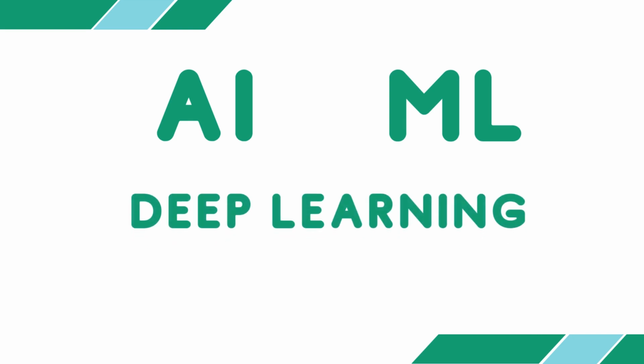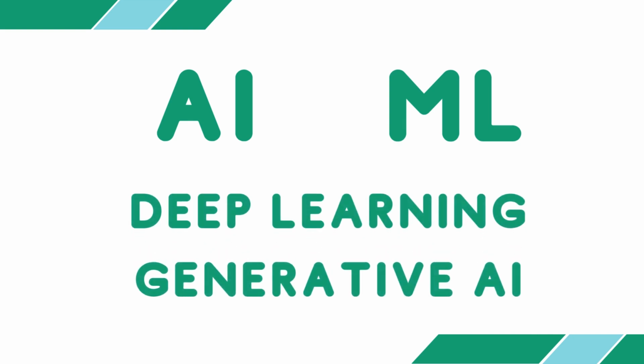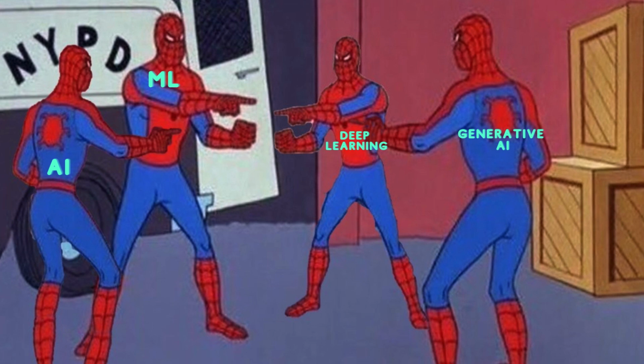Do you get overwhelmed with terms like AI, ML, deep learning and generative AI? In this lecture, we'll talk about the differences between these terms. These terms are often used interchangeably and sometimes it can be very confusing. Just like this meme, all of them look like Spider-Man and are trying to save the world, but we don't know what these special Spider-Mans are meant to do. Okay, so let's break it down and understand them one by one.